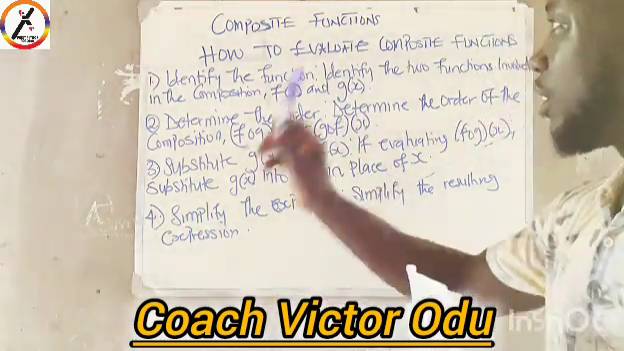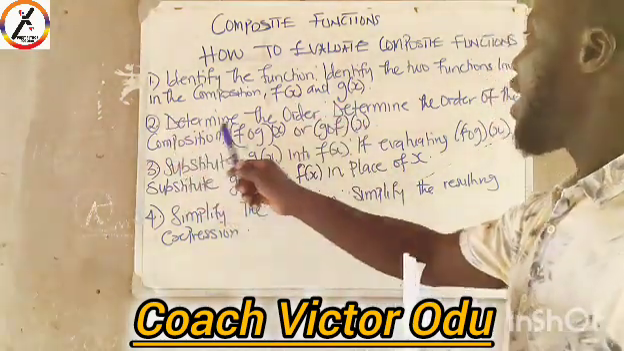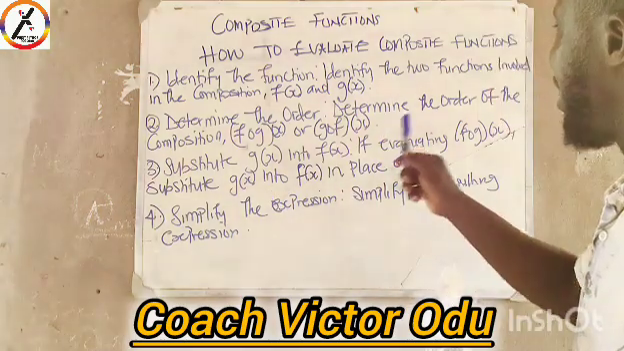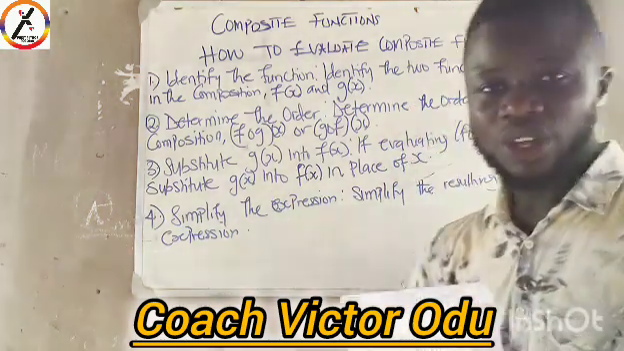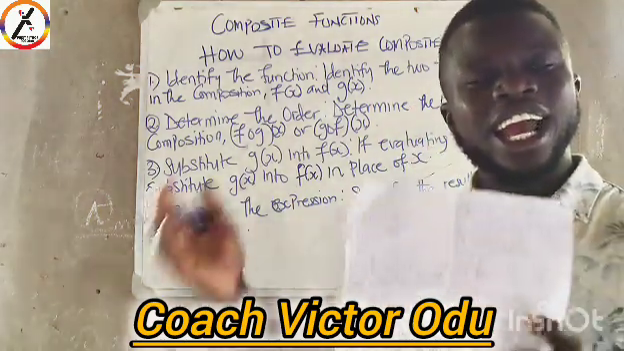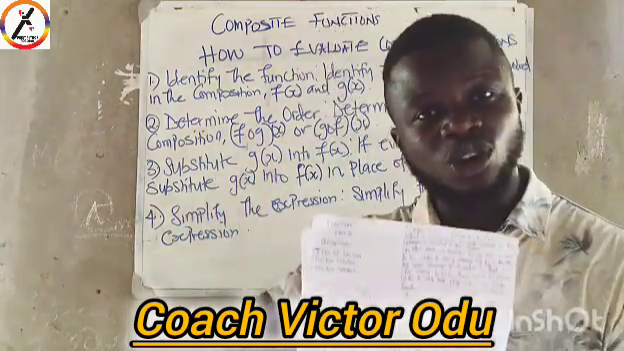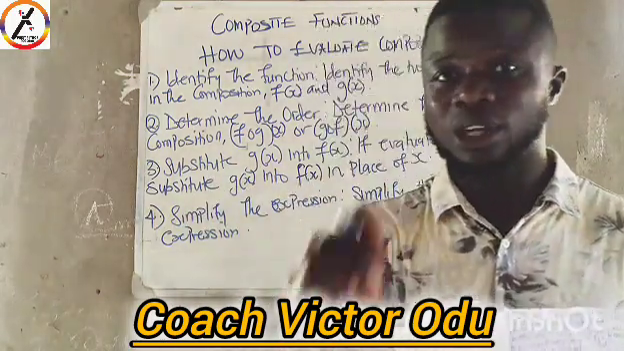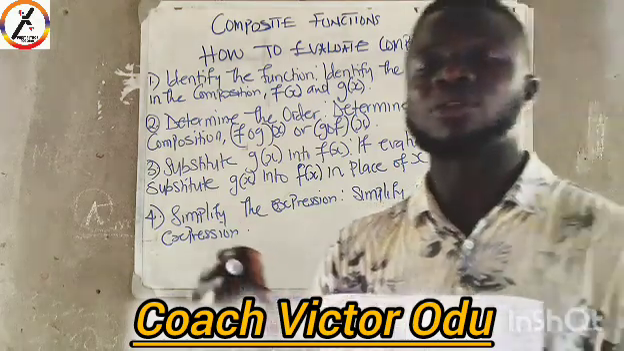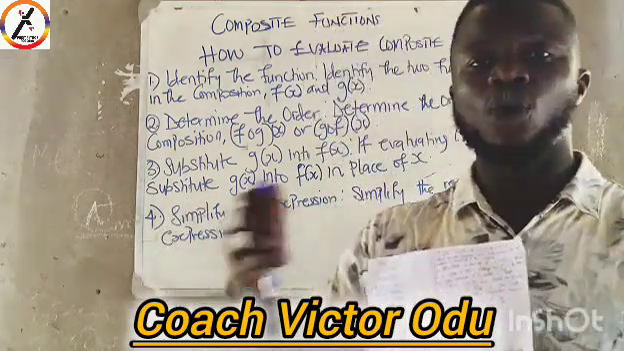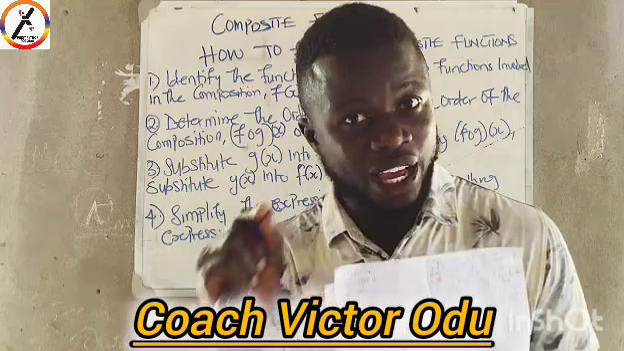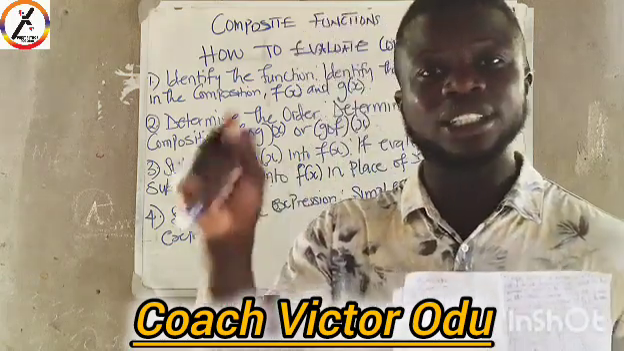That's very important. The second step is to determine the order. You determine the order of the function. Are they asking you to find f of g, or is the question saying you should find g of f? You should pay attention to that. Mostly you will see questions asking to find f of g, but pay attention to it. It may be telling you to find g of f.